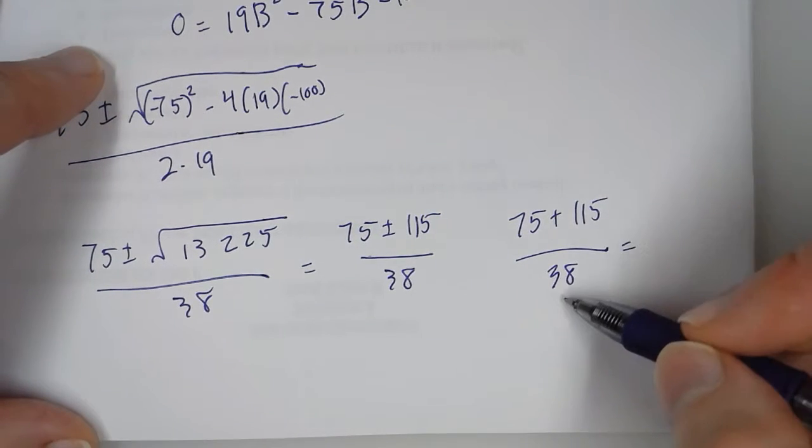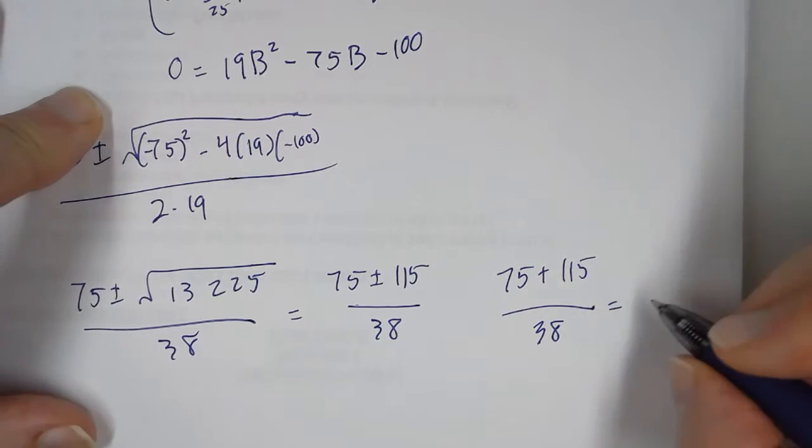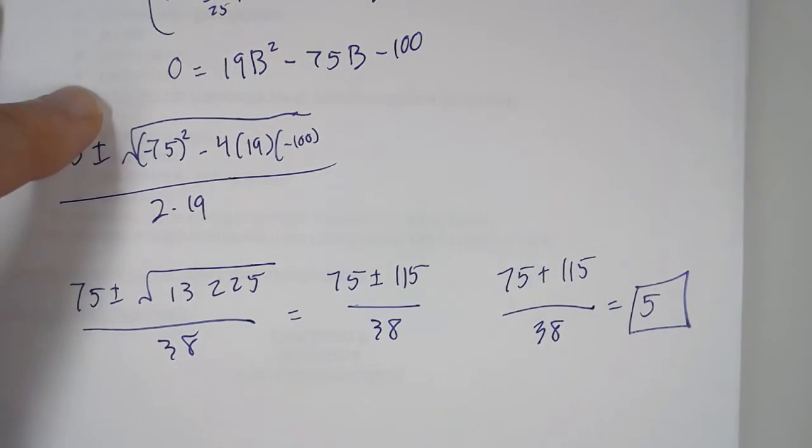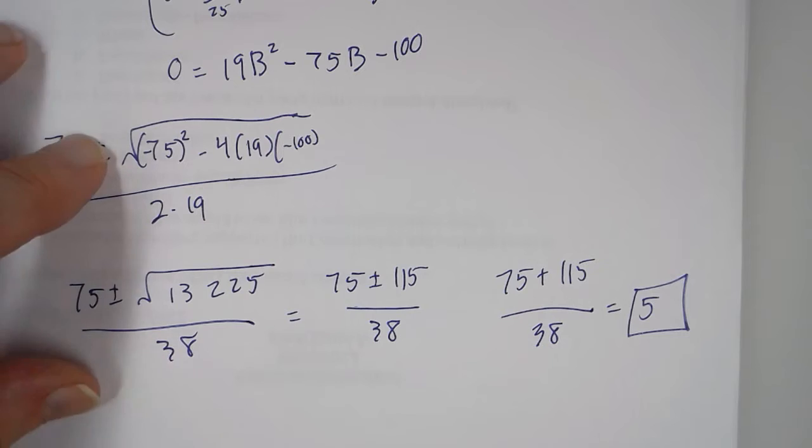So if you take 75 plus 115 over 38, you get 5. That's the base. There's our answer. And we're done.